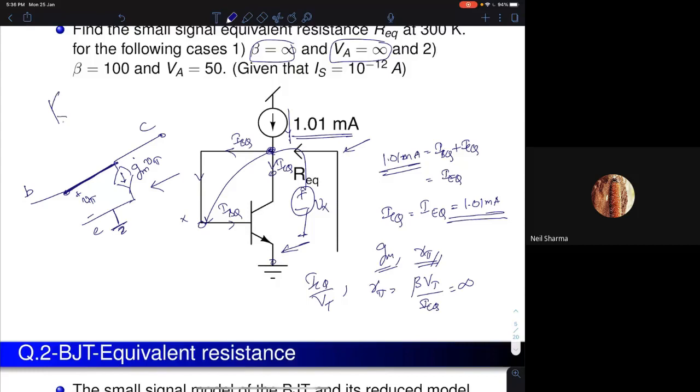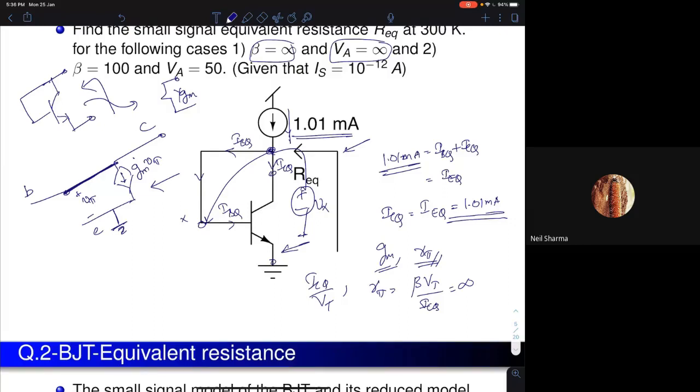BJT is supposed to be a 3-terminal device, but now I have short circuited base and collector. So now it only has 2 terminals. We are telling you that in small signal, this 2-terminal device will approximate a resistor of value 1 by Gm.